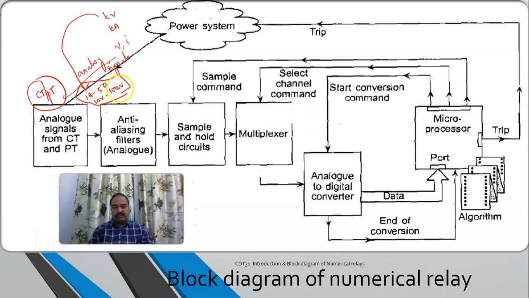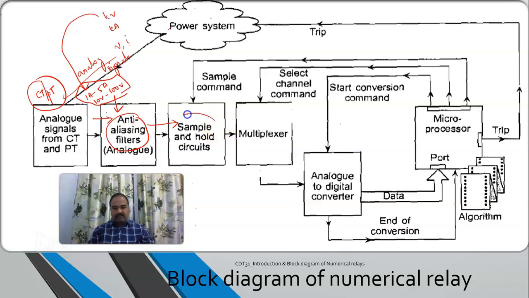So what I will do is use anti-aliasing filters. These are analog filters themselves. So the data which is acquired from the CTs and PTs is processed in order to eliminate the higher order frequencies. Once it is done, then I will move on to sample and hold circuits.